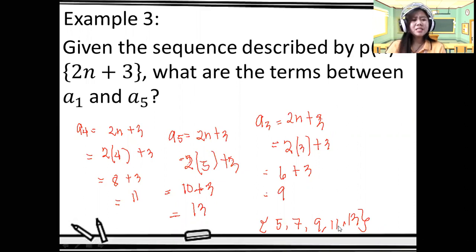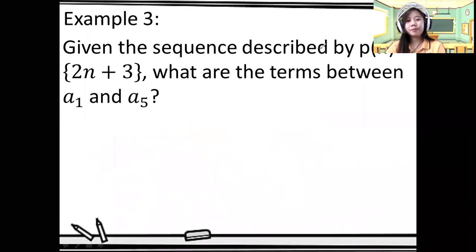Okay, so what do you think is the common difference po dito? So it is added by 2. So 5 plus 2 is 7, 7 plus 2 is 9, 9 plus 2 is 11, and 11 plus 2 is equal to 13. Okay, nakakasunod po? Okay po. Okay, next. Meron pa kayang susunod?